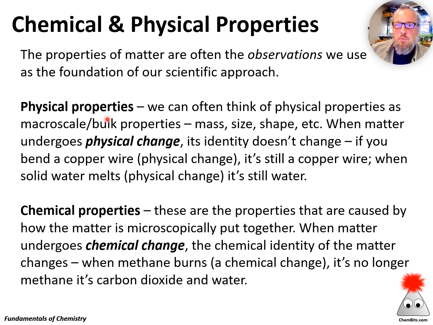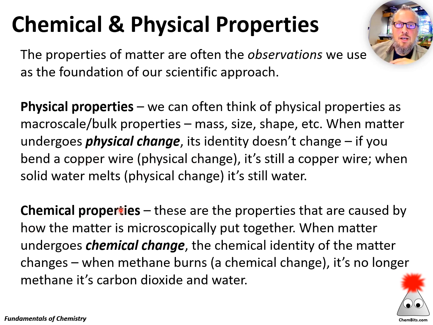So, physical properties are usually things that are a little bit more on the macro scale. They're bulk properties, things like the mass of an object or the size and the shape of an object. When something undergoes a physical change, we're not changing its chemical identity. We're not changing what it's made of. We're just changing its bulk behavior. So we can bend a wire, we can melt water. It doesn't change chemically what we're working with.